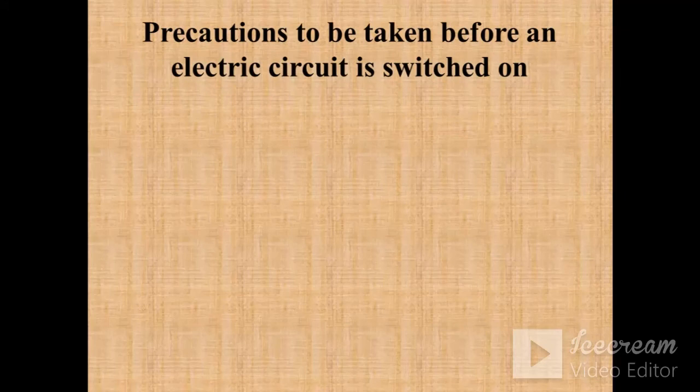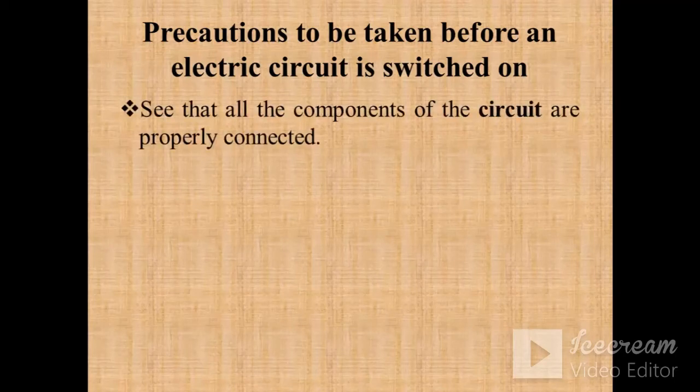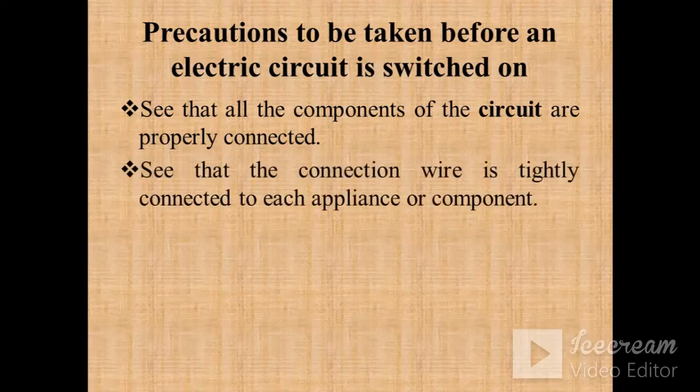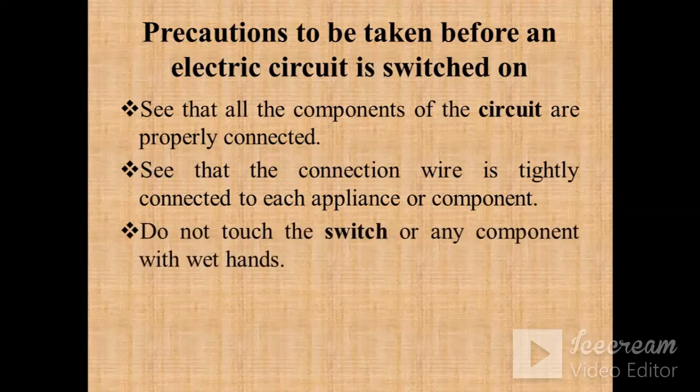Now there are some precautions we should take before an electric circuit is switched on. First, see that all the components of the circuit are properly connected. It is very necessary that whatever components are there in the circuit, they should be properly connected. The connection wire should be tightly connected to each appliance or component. If the connection wires are not tightly connected, then there may be sparking, or your wire may burn, or your appliance may not work.